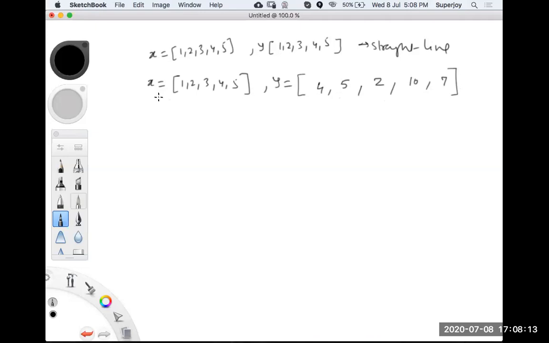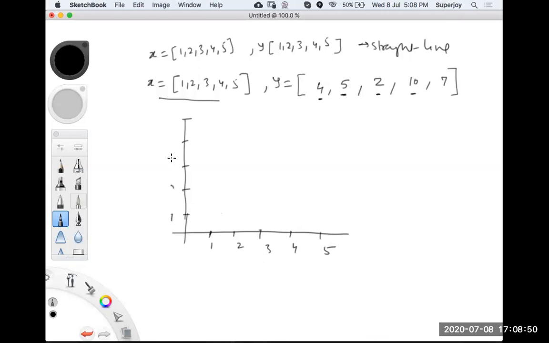Guys, what I'm saying is, this time your data set is a little different. Your X values are 1, 2, 3, 4, and 5. And correspondingly, when X is 1, Y is 4, when X is 2, Y is 5, when X is 3, Y is this. And now if we draw here, so this is 1, this is 2, this is 3, this is 4, and this is 5, guys. And now when X is 1, what is the value of Y? So let's take these examples here.